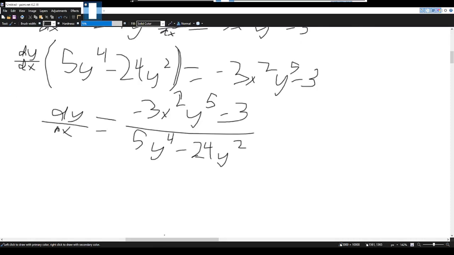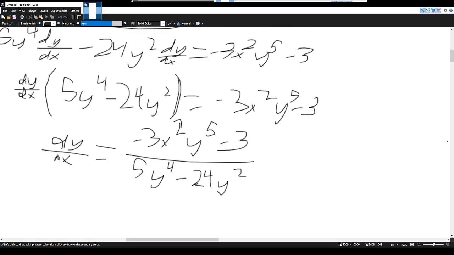Let me just double check, because I do in fact have the answer right here. Oh, interesting. Oh, okay. Yeah, it's the same, just the top and bottom are multiplied by -1. But this is the right answer, is what that means.